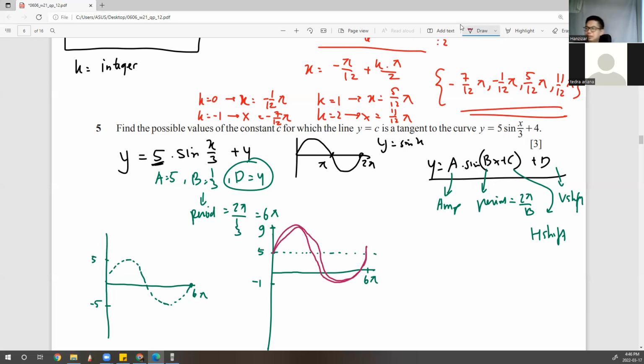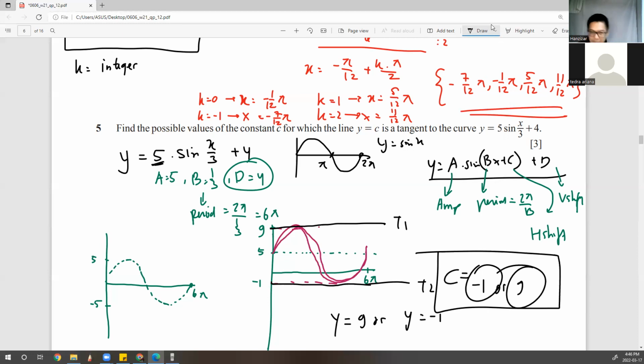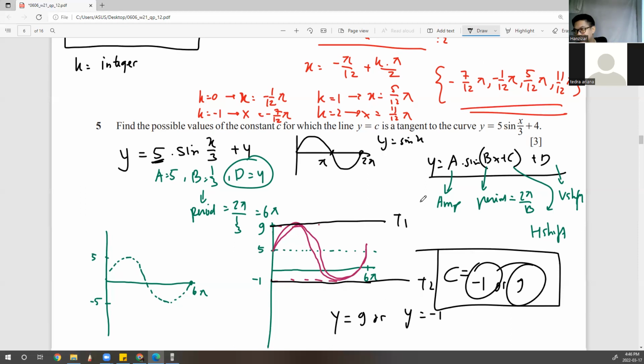Okay. So a tangent is always touching the curve. So the tangent is y equals either 9 or negative 1, right? This is tangent 1, tangent 2. That's all. Y equals 9 or y equals negative 1. The possible values of the constant are either 9 or negative 1. Make sense for you, Tedra? Yeah. Okay, nice. So after you draw, you can find the tangent.